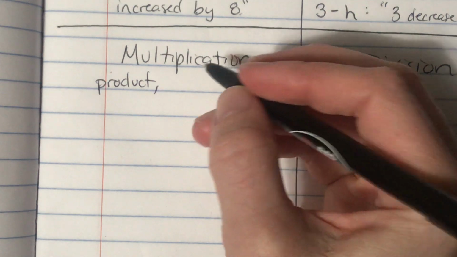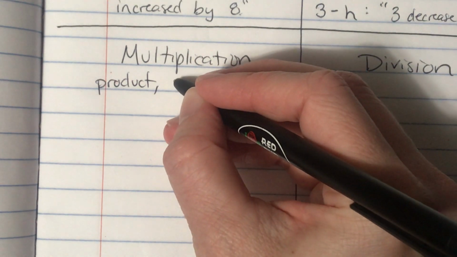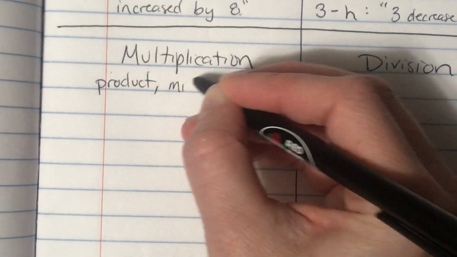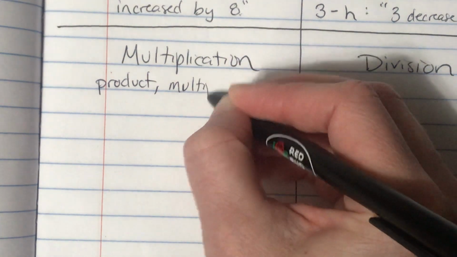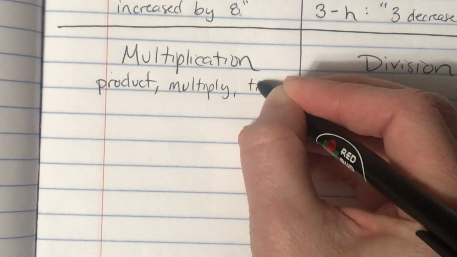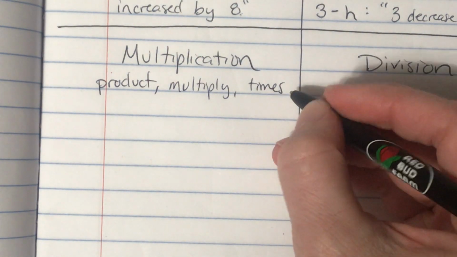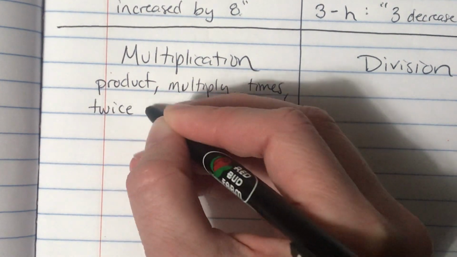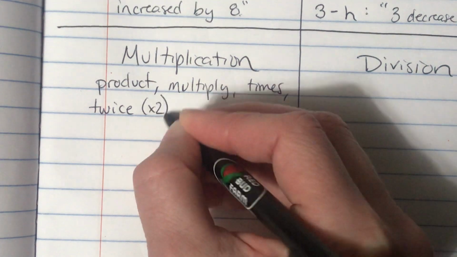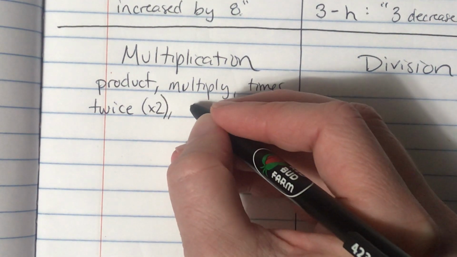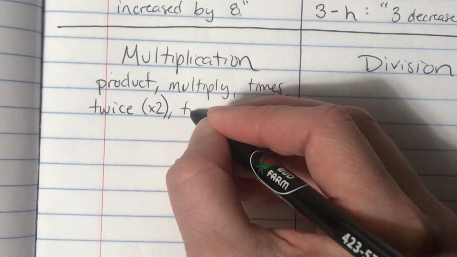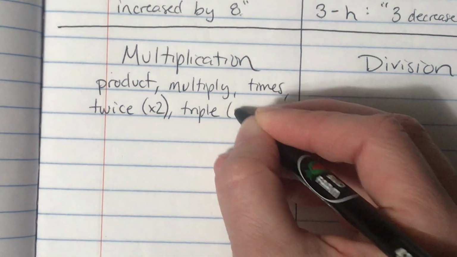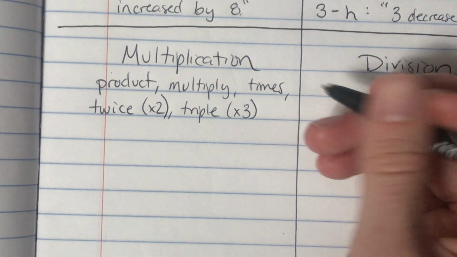Product. Another multiplication word is, of course, multiply. I guess we could write that down. Times, if we see the word times. Also words like twice. Now, twice is particularly times 2. Also, you could say triple. If you triple something, that's times 3. We're going to leave it at that.